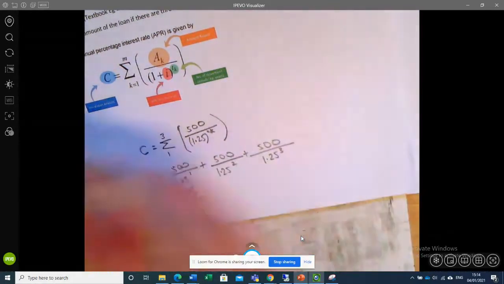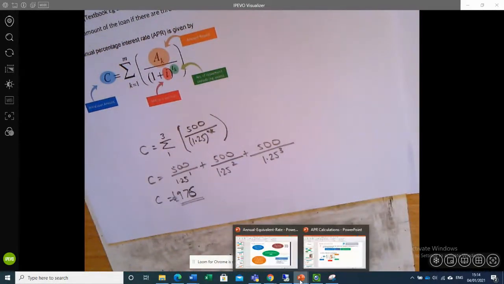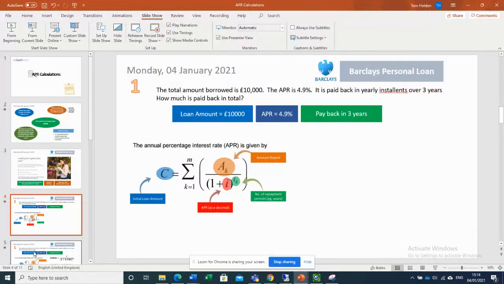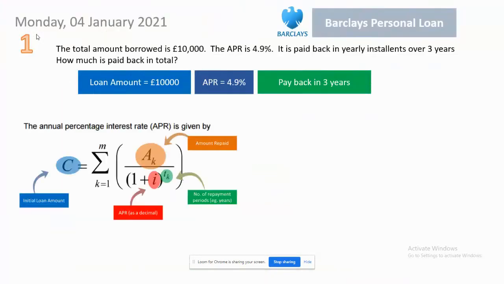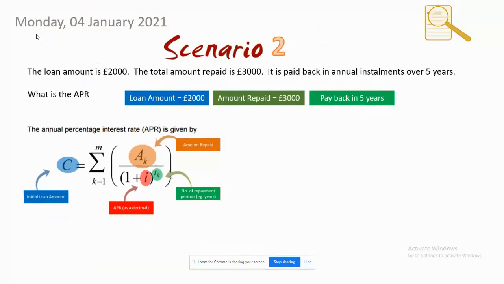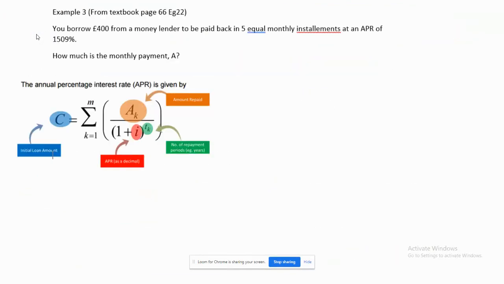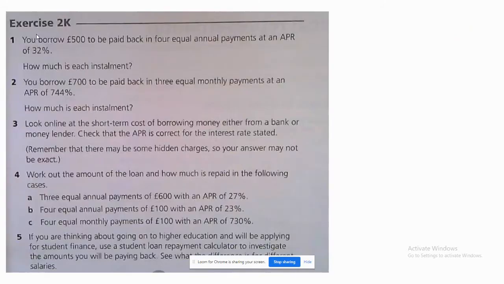Okay, so that's all the examples. So let's just take it back to the PowerPoint for the final instructions. So we've done all that. Okay, the third example, fourth example.